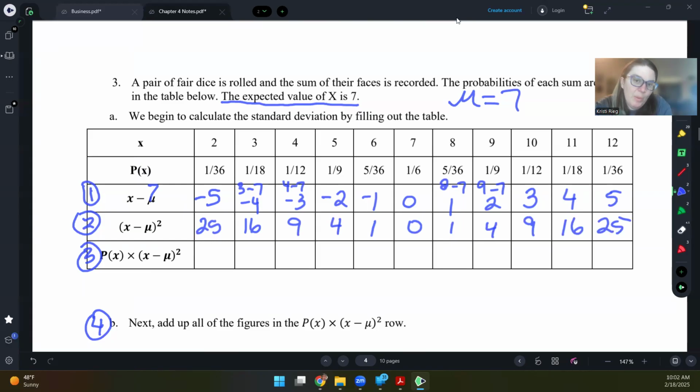And now we multiply. We did this concept in problem 1, where we multiply the probability times something, but it's not the same number, so we still have to do it again. So this is step 2, the x minus mu quantity squared, and we're going to multiply that times the probability. So 25 over 36, 16 over 18, 9 over 12.